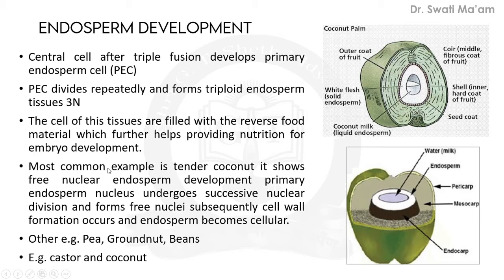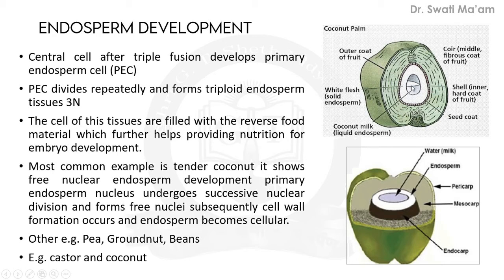In the picture, I think you have identified this. It is a coconut palm, which can also be known as tender coconut. Tender coconut shows free nuclear endosperm development: the primary endosperm nucleus undergoes successive nuclear divisions, and as a result free nuclei are formed. Cell wall formation then occurs surrounding them, and lastly the endosperm becomes cellular.